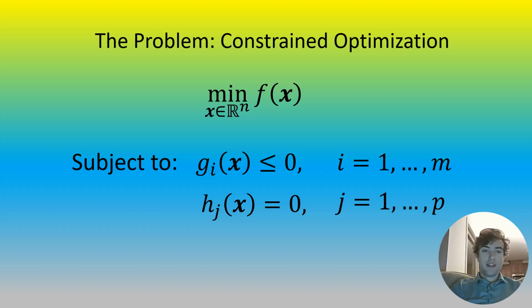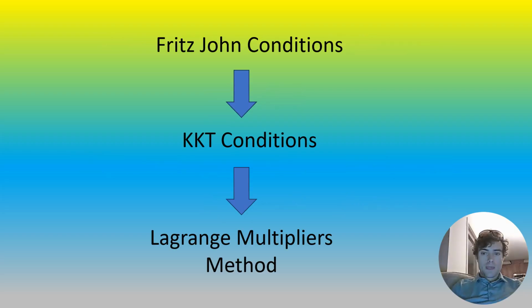So this problem that we want to solve, that is the pot of gold that I mentioned before, is finding some kind of vector x star in n-dimensional space of real numbers that minimizes f of x subject to these inequality and equality constraints. That's the problem.